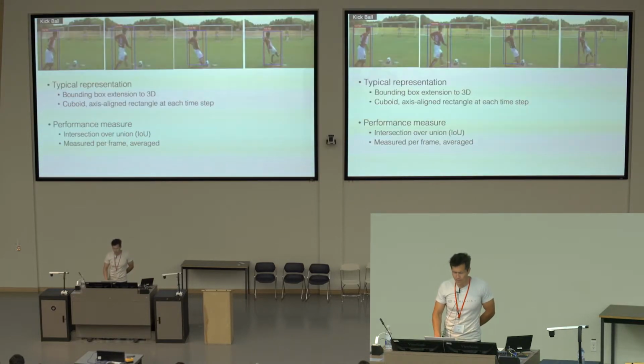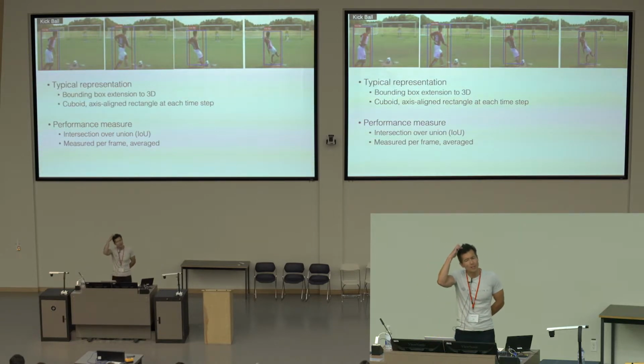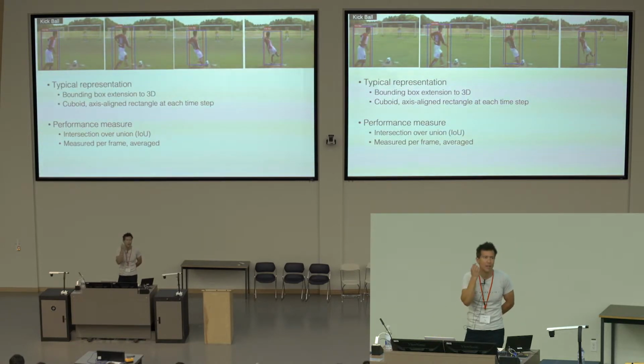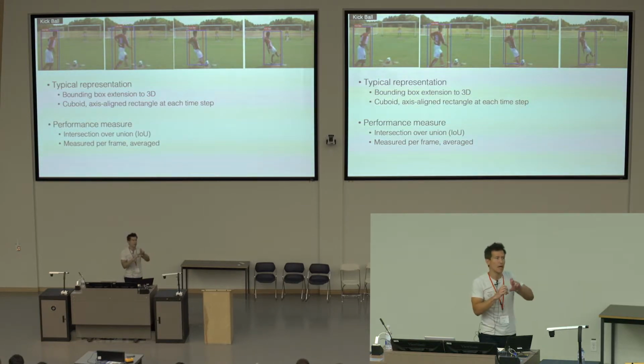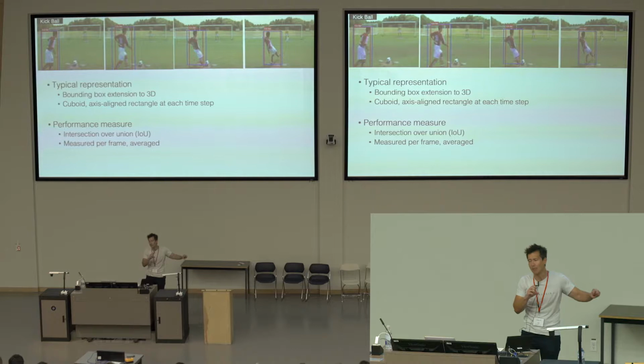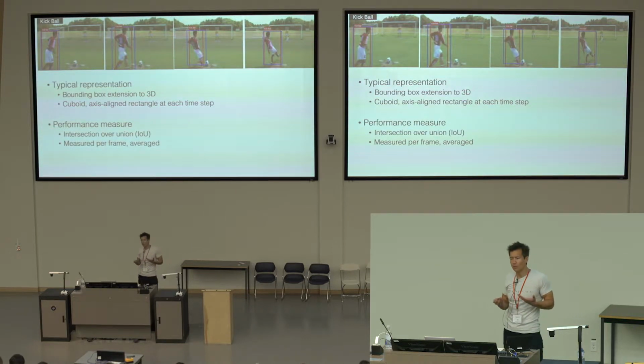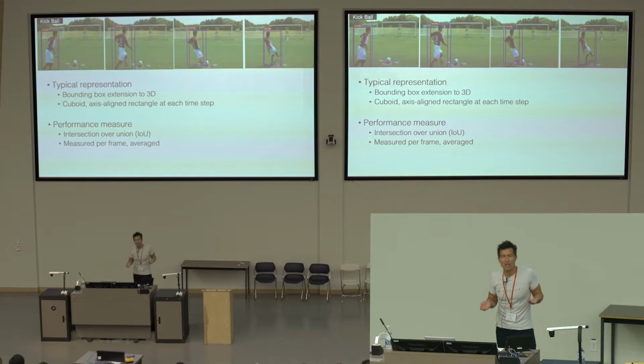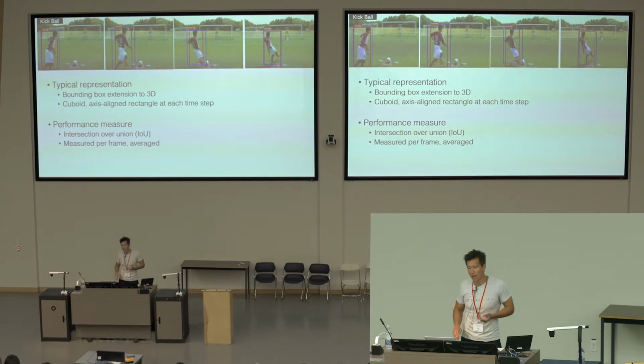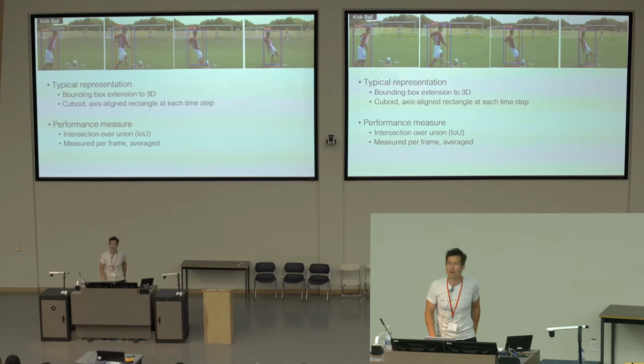Okay, so how do we do this? I was mentioning before that a very common representation for action localization is a bounding box. So we're going to represent each person with a rectangle in every frame. And we can generalize that to time by doing that in every single frame and having this type of cuboid representation. And what we want to do is build algorithms that have a very high intersection over union, basically produce an output that overlaps heavily with the ground truth labeling, and we measure that over every single frame.